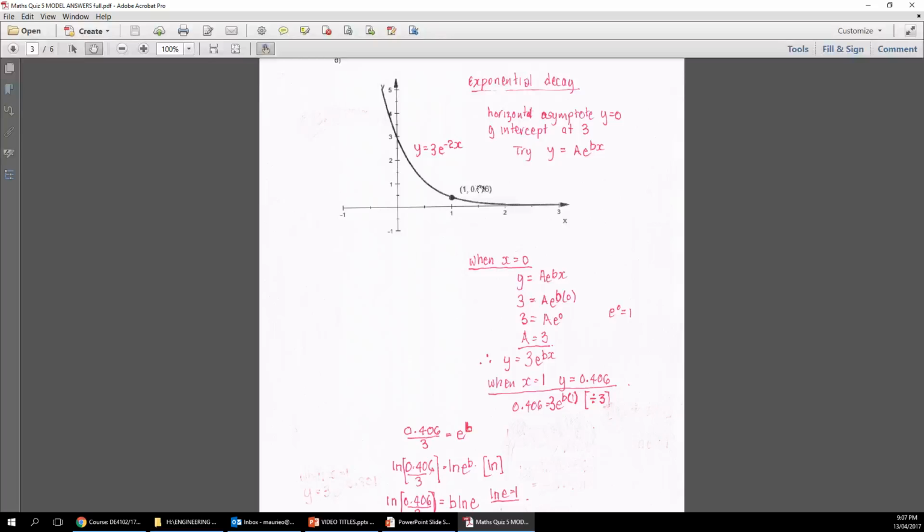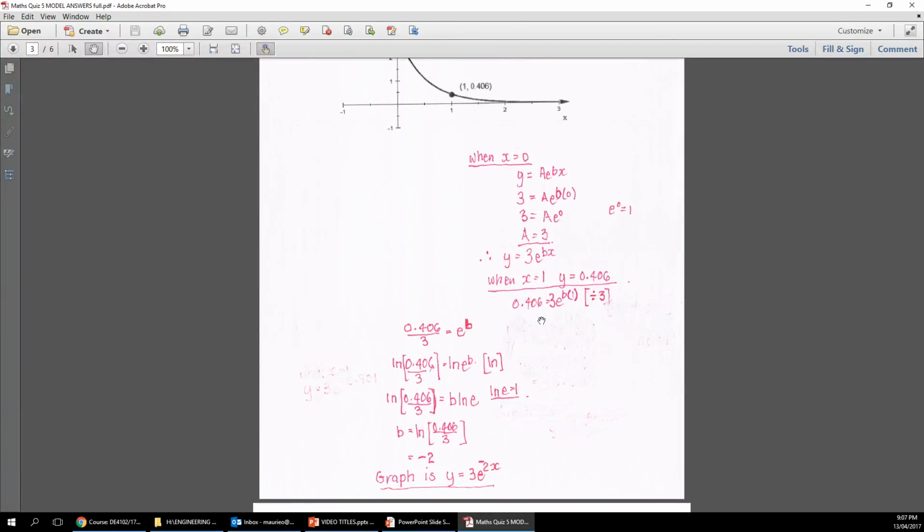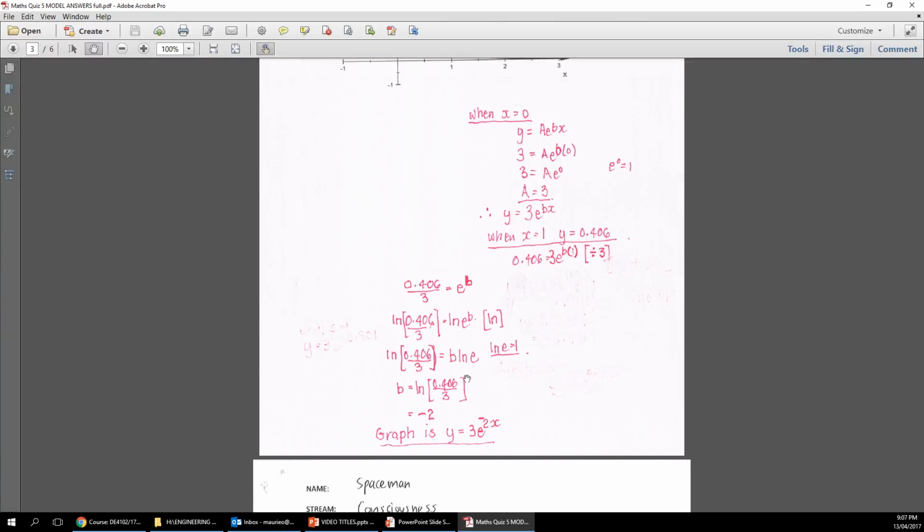Now we're also given this point here. When x equals 1, y equals 0.406. So then, using that one, 0.406 equals 3e to the power of b, because x is 1. So straight off we divide through by 3 to get e to the power of b. Take the log of both sides. So we get the log of 0.406 over 3 equals b times log e.